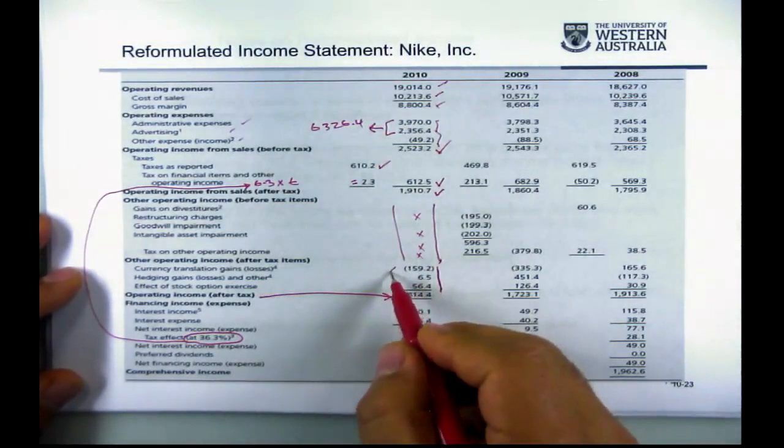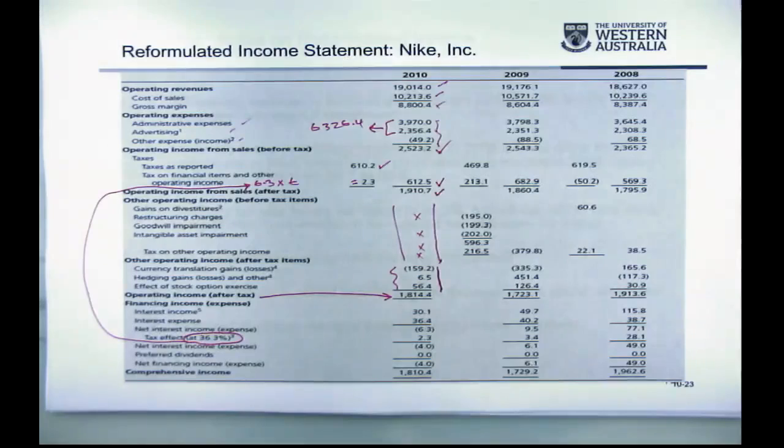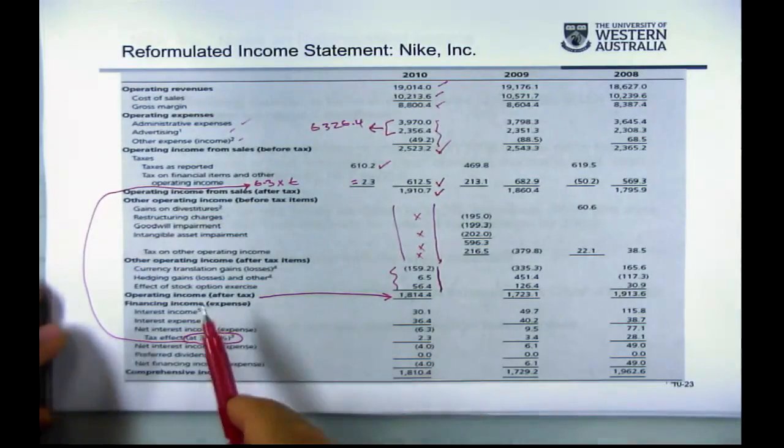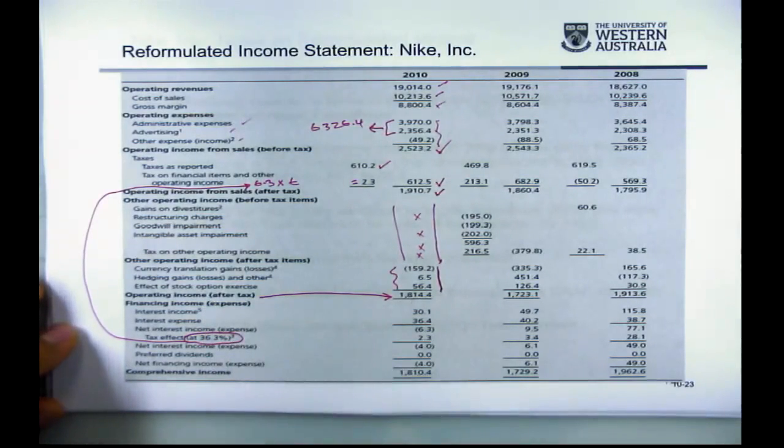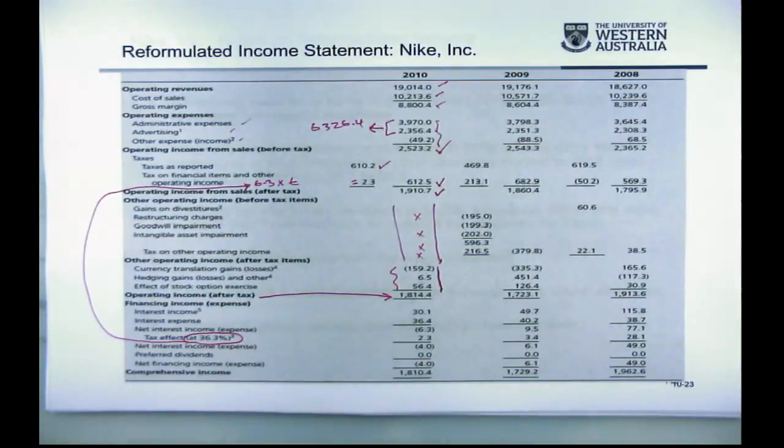Remember that these items taken from the equity section are already on an after tax basis. We do not need to worry about them, about the tax treatment. We take them as given. Okay? Make sense? So we have now the operating income after tax. The next step is to subtract the net financial expense also after tax. We have only two items here.